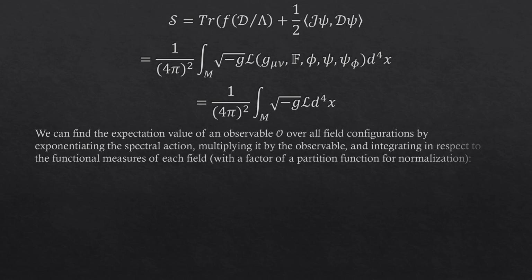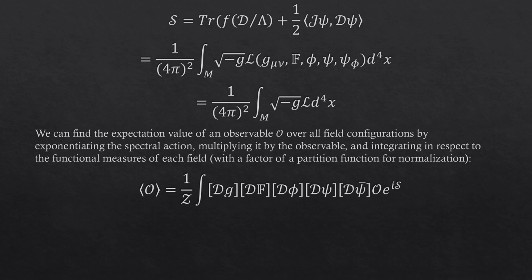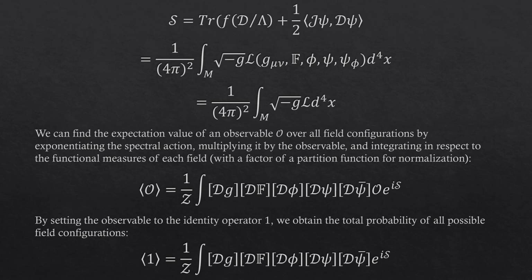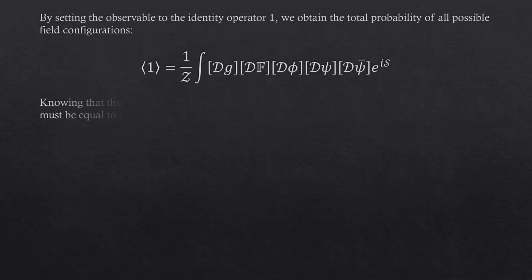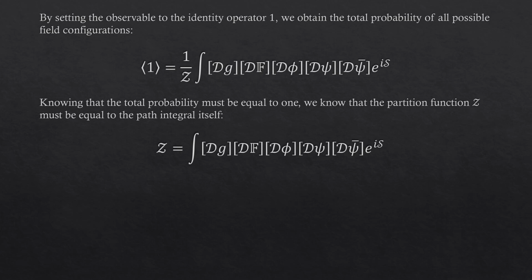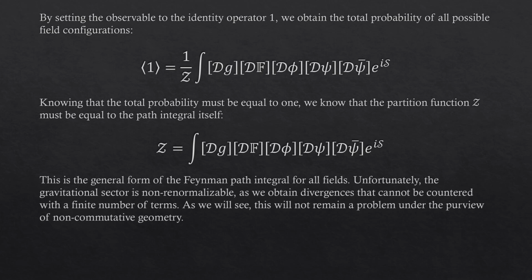We can find the expectation value of an observable O over all field configurations by exponentiating the spectral action, multiplying that by the observable, and integrating with respect to the functional measures of each field, with a factor of a partition function for normalization. By setting the observable to the identity operator 1, we obtain the total probability of all possible field configurations. Knowing that the total probability must be equal to 1, we then know that the partition function Z must be equal to the path integral. This is the general form of the Feynman path integral for all fields.